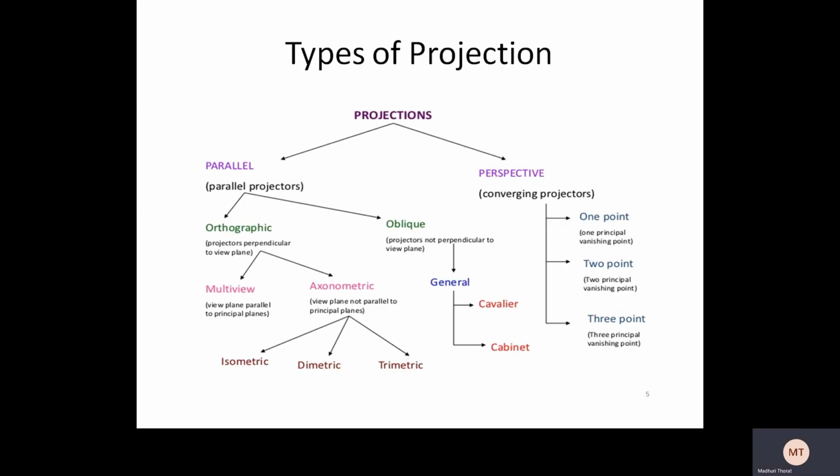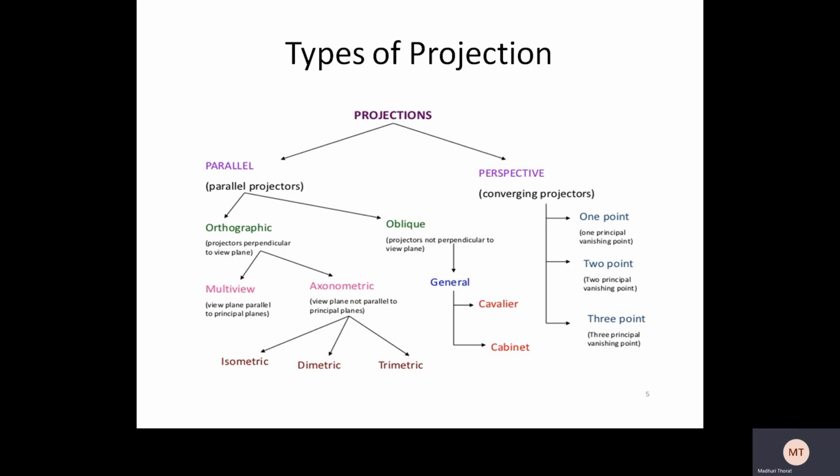There are many types of projection. The basic types are parallel projection and perspective projection. Parallel projection is also divided into two parts, that is orthographic projection and oblique projection. Orthographic projection means the projector is perpendicular to the view plane, and oblique projection means the projector is not perpendicular to the view plane. The orthographic projection is divided into two parts, that is multi-view projection and axonometric projection.